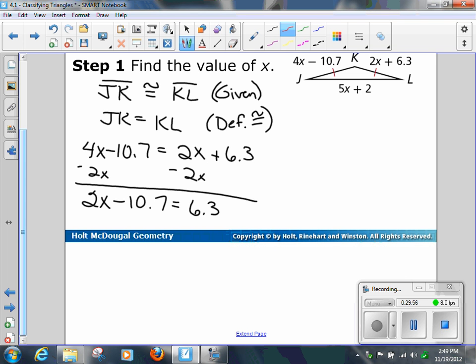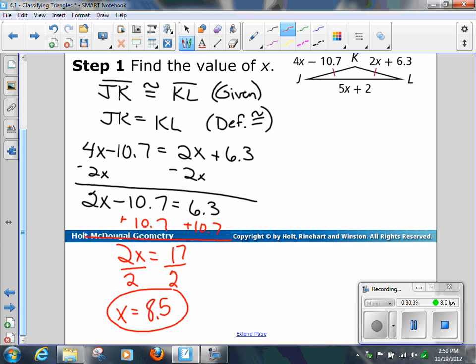What do I do now? Add 10.7. And that gives me 2x is equal to 17. Here's when you need your calculator, and look how many of us don't have a calculator. Folks, you need to bring your calculator with you every single day. Divide both sides by 2, and I'll be daggone, if we don't get 8.5. How about them apples? Okay? So we get 8.5. Now, are we done? All right, did we find x? Yeah, we found x. That's easy.